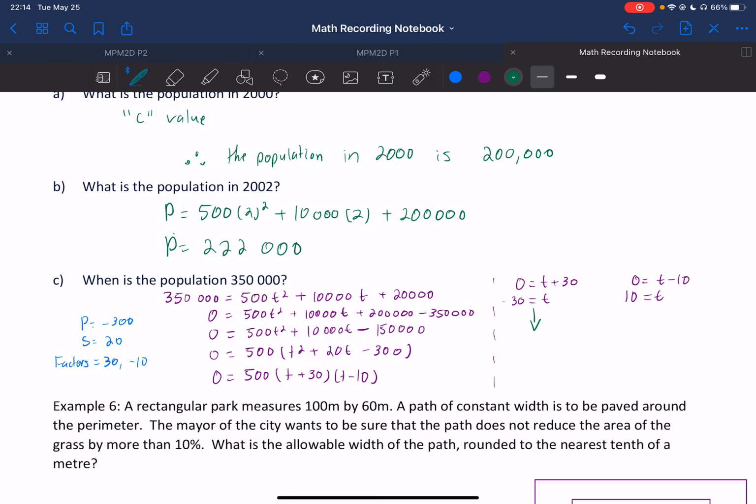So our first possibility of when the population was equal to 350,000 would have been 30 years before 2000. So 2000 minus 30 gives us 1970. Our other possibility is 10 years into the future, so 10 years after 2000, and that would give us 2010. So our two possibilities of when the population was 350,000 was 1970 and the other was 2010.